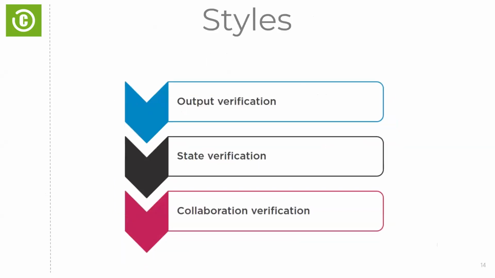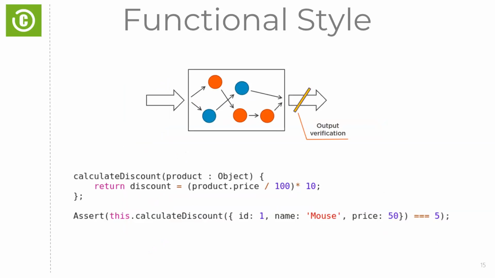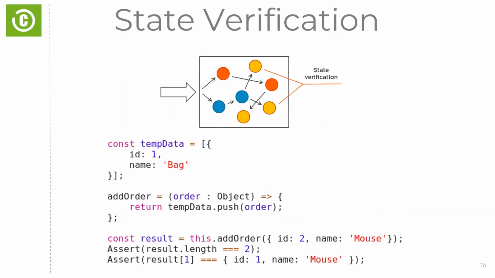Now we will discuss the three styles of unit testing. One is output verification, which is also known as the functional style. Another is state verification, and then collaboration verification. Now, output verification, or the functional style. As the name depicts, it verifies output. For instance, we have a function. You can take the example I have given, the calculate discount snippet. In simple words, you pass some input to a function, it gives some output, and you verify that output. It's very simple. This style of testing is output verification, and you have even seen the snippet.